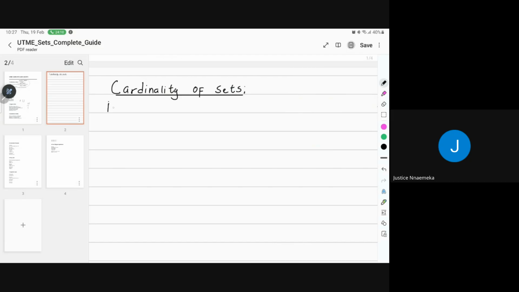So for example, let's say that A is equal to 2, 4, 6, and 8. Then what it means is that the cardinality, which we write this way, n(A) is equal to 4, which means there are 4 elements in that very set. So cardinality has to do with the number of elements in a set. Now, there are key formulas you need to know. So cardinality formulas, just take note of them in case they ask. They have to do with the number of elements in a set.